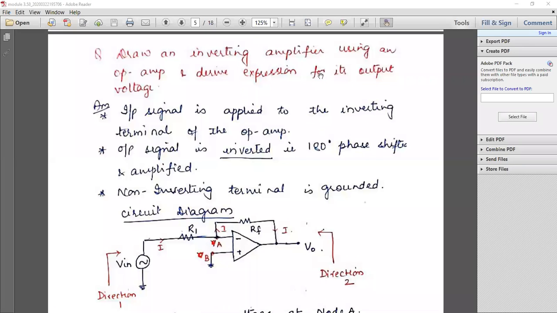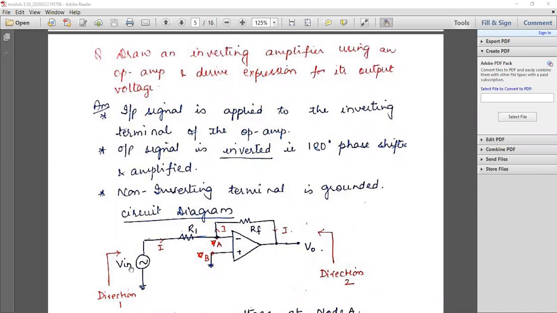So today we are going to discuss operational amplifiers. One important application is the op-amp as an inverting amplifier. You can see in this diagram that the op-amp is used as an inverting amplifier. It is called an inverting amplifier when we connect the Vin input, a sinusoidal input, to the inverting terminal. The non-inverting terminal, or the positive terminal, will be grounded.